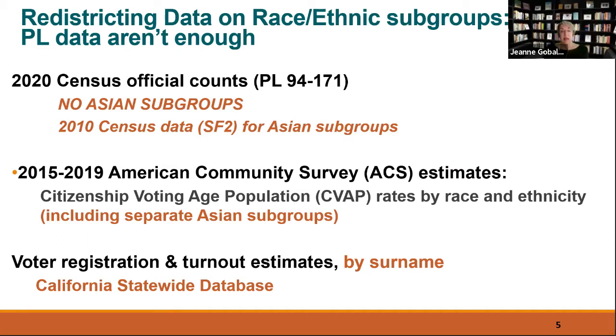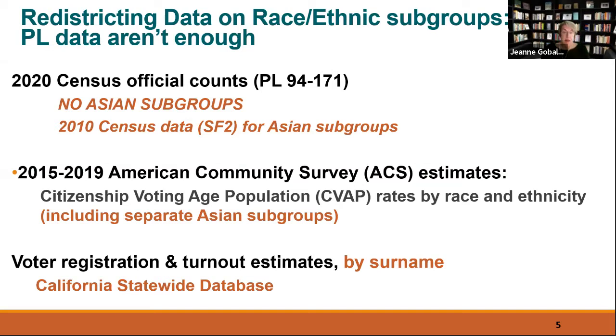The latest American Community Survey and its predecessors give us data on citizen voting age population, or CVAP, by race and ethnicity, including the Asian subgroups that are important to us. We also use administrative data from county registrars of voters, from a centralized organization in California called the Statewide Database.